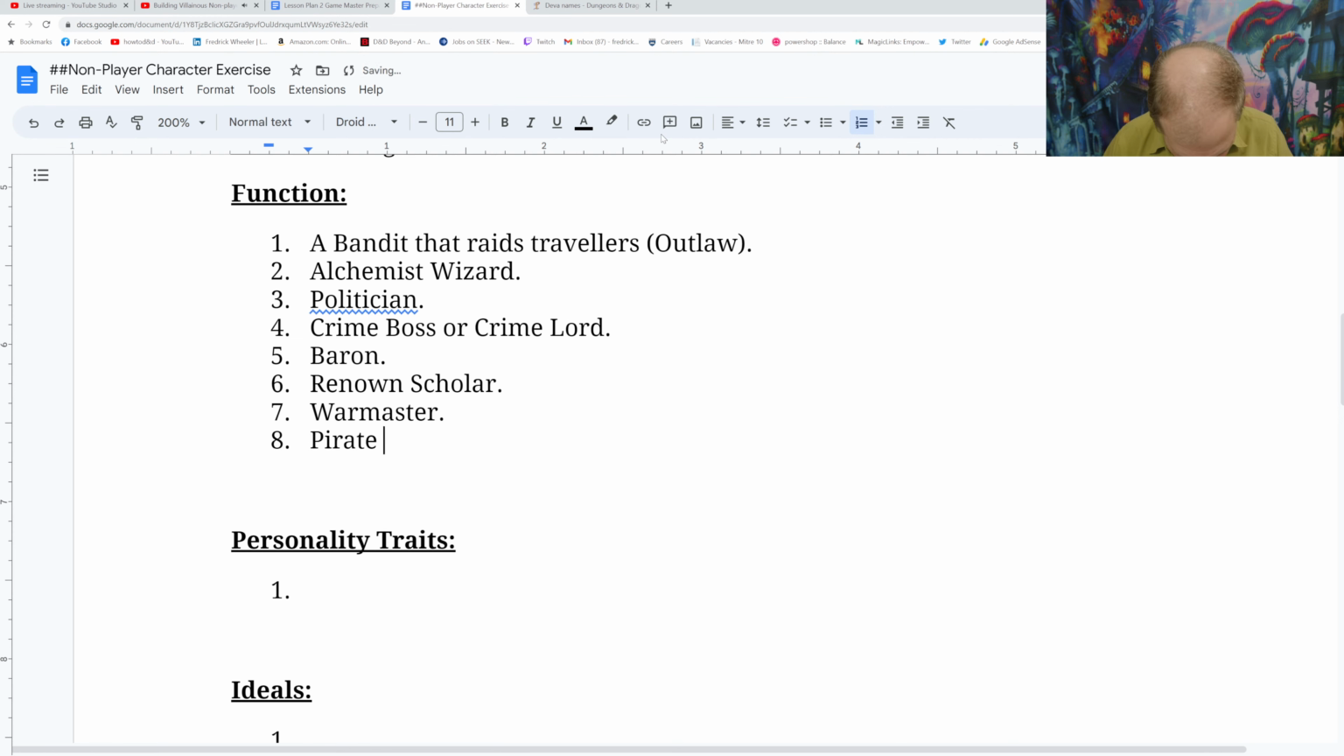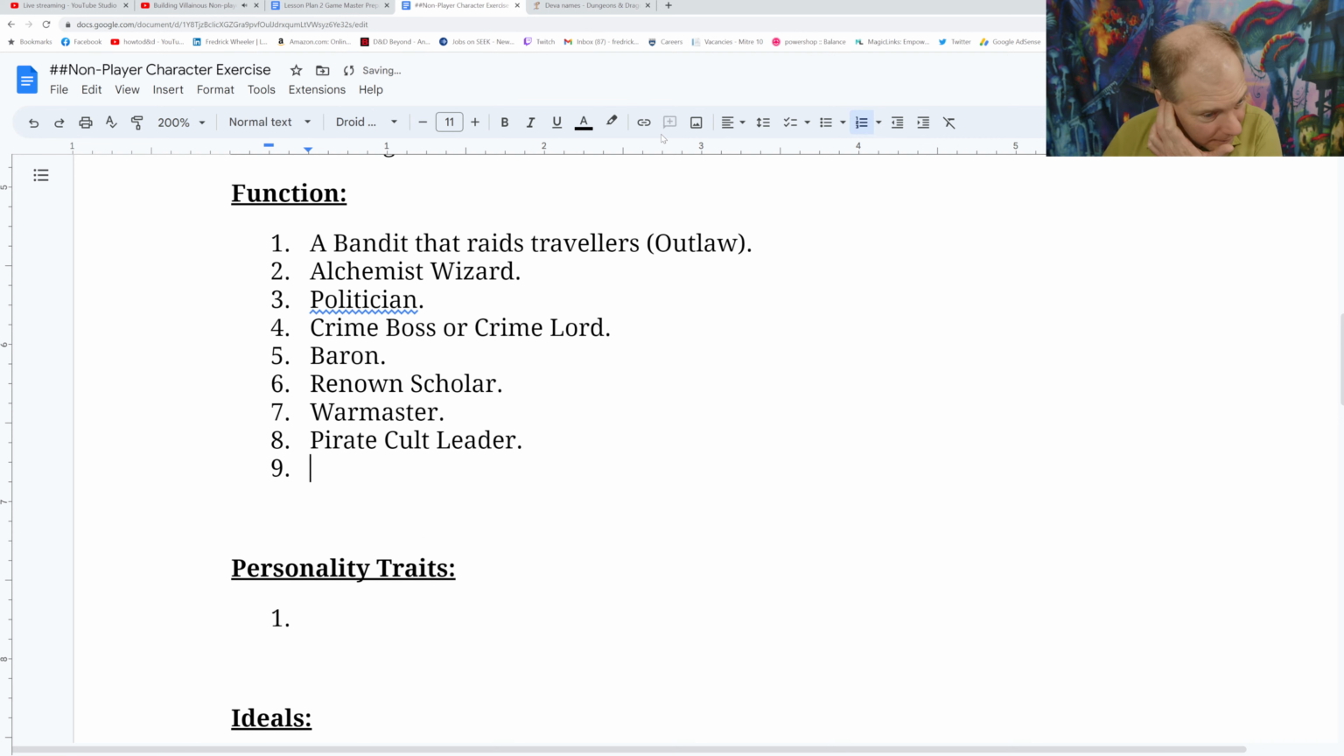I'm for it. Pirate cult leader. Right, we've got a pirate cult leader. My thumb keeps wandering around my stream. Hard to press the like. I totally understand. I am struggling to read everything you're writing down. It's too hard. A goblin shaman.